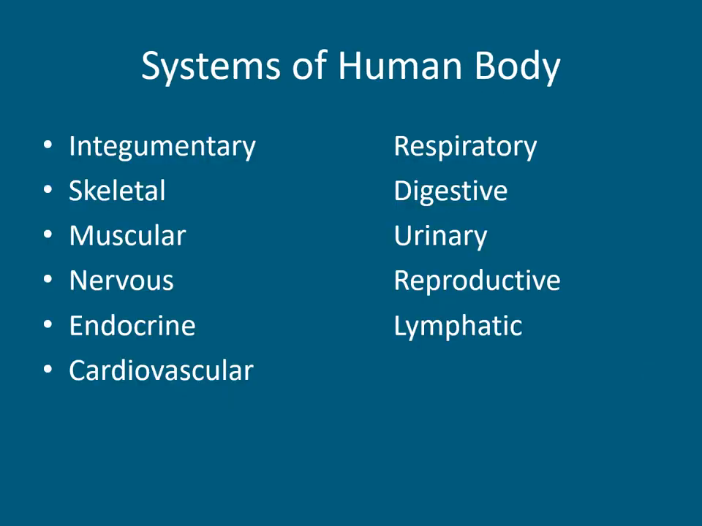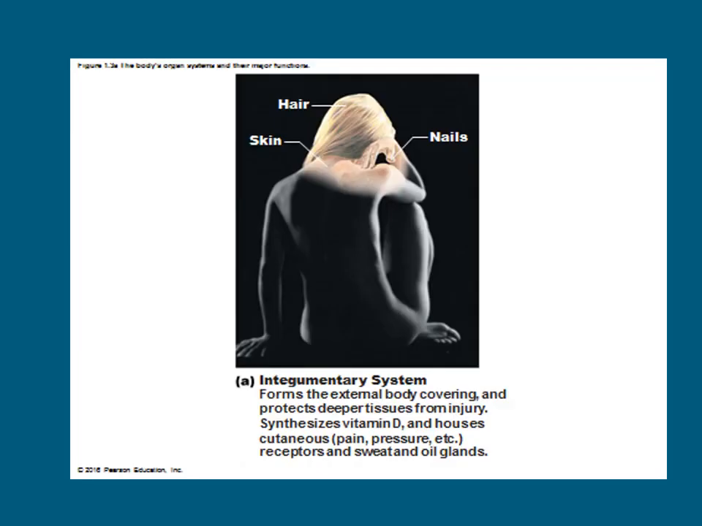As I said, the human body does have 11 different systems, as they are noted here. The integumentary, the skeletal, muscular, nervous, all of those will be studied in A&P1. And then the endocrine, cardiovascular, respiratory, digestive, urinary, reproductive, and lymphatic will all be studied in A&P2. Just very briefly, so you just have a basic understanding of the systems.